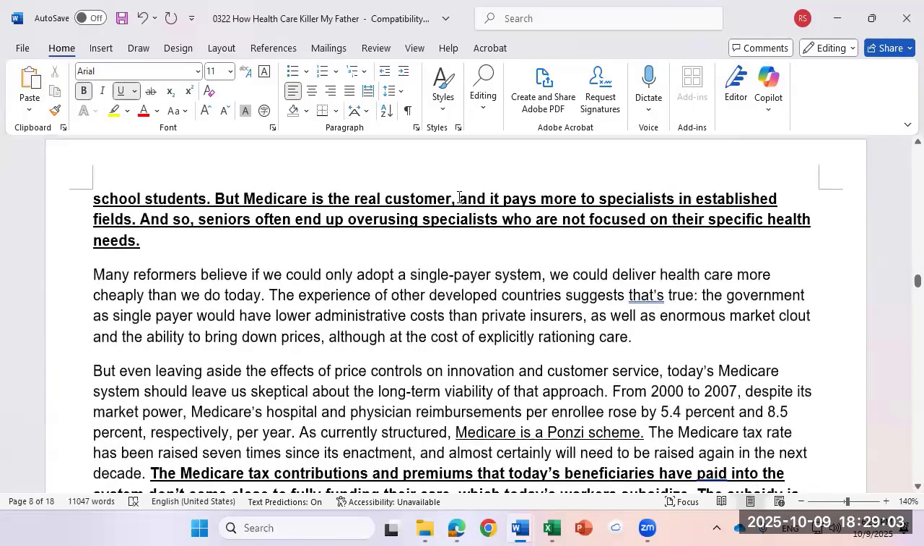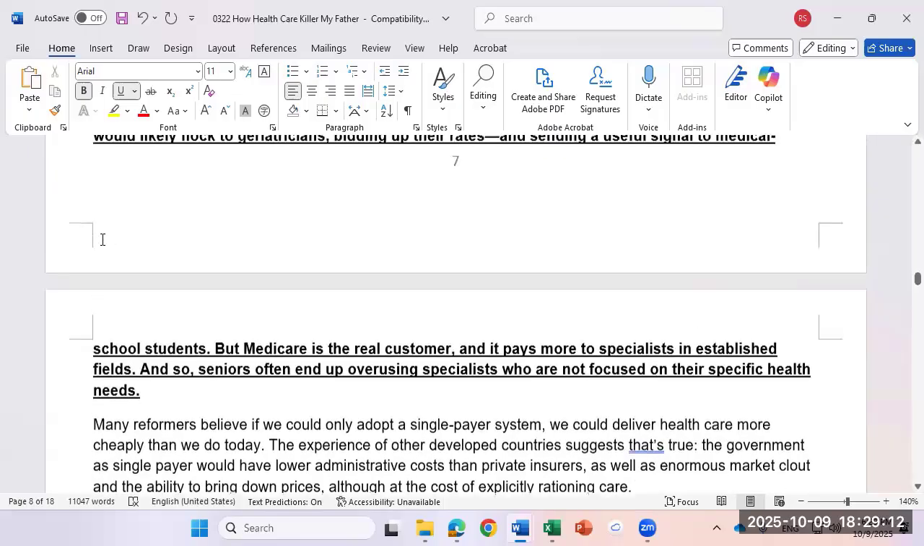Medicare is the real customer and it pays more to specialists and established fields. And so seniors often end up overusing specialists who are not focused on their specific health needs. So it's just like water running down a hill: you put up a dam, it's going to go some other place. It's going to find a way to get around.